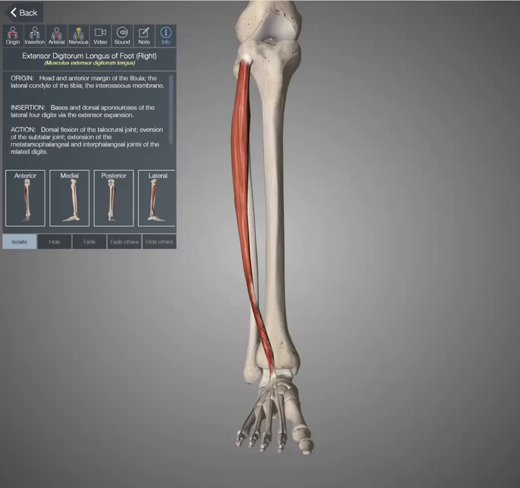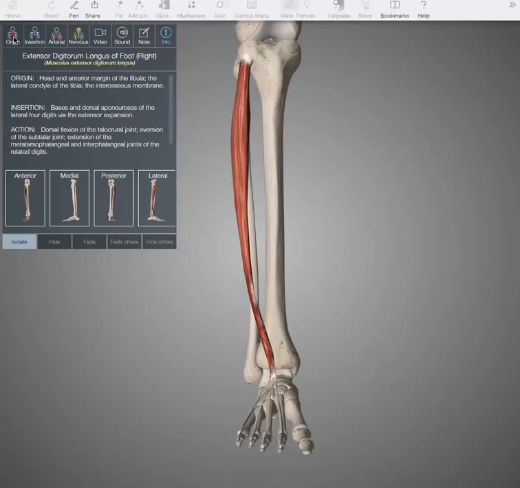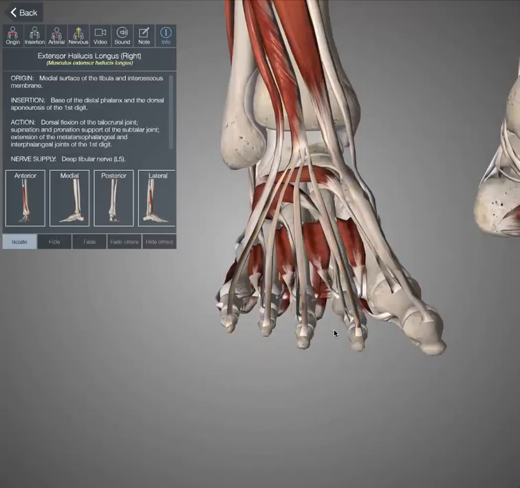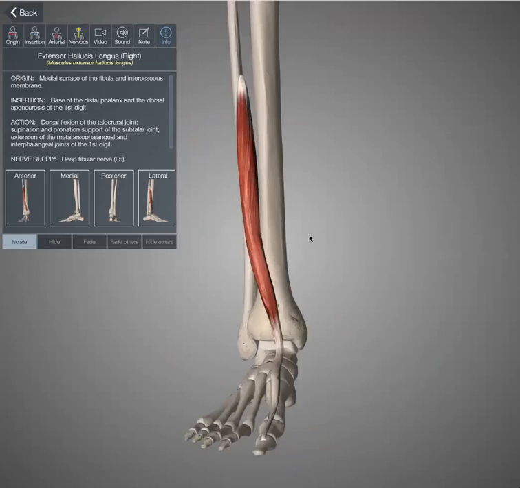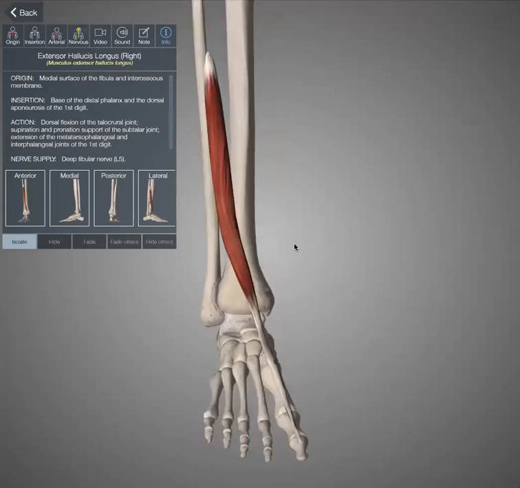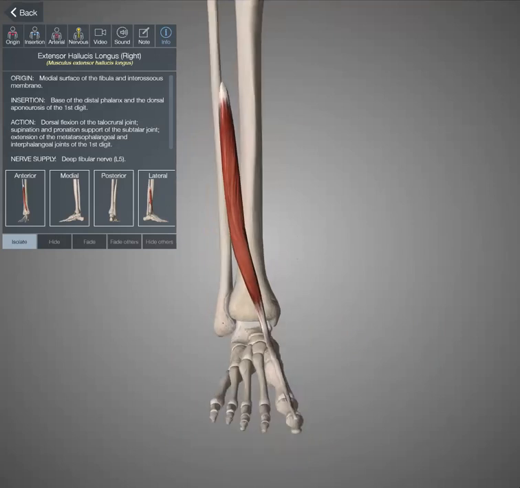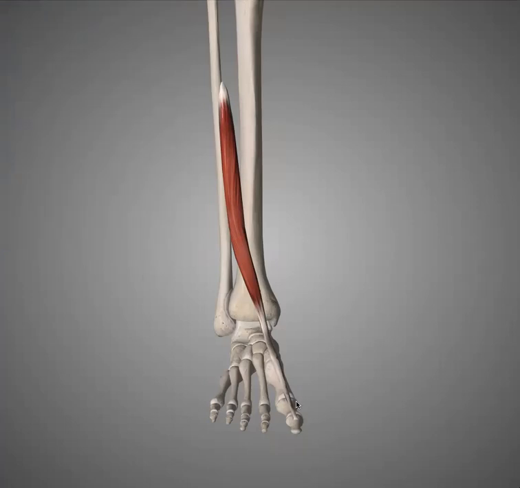Okay. Now, finally, not finally, we have one more, but we're going to speak about this one. The extensor hallucis longus, which is the one that controls the big toe. It's one muscle that controls only the big toe. It's positioned deep to the tibialis anterior and extensor digitorum longus. So this is under both of those muscles. Its tendon emerges from between the two muscles to insert into the big toe. You can see here.